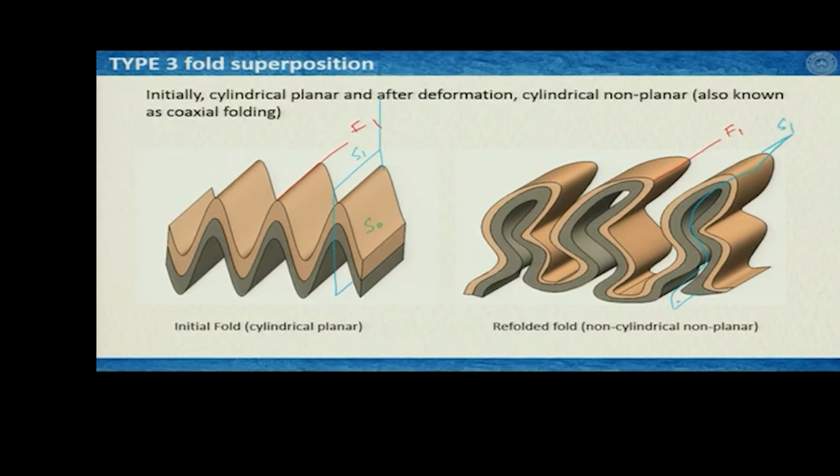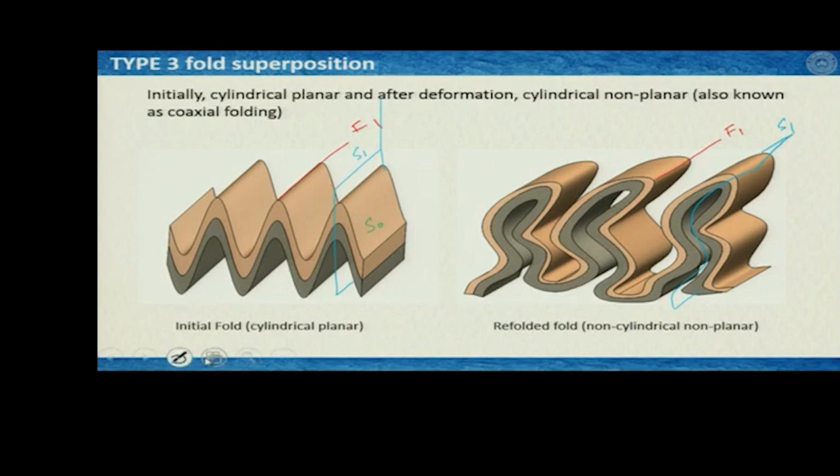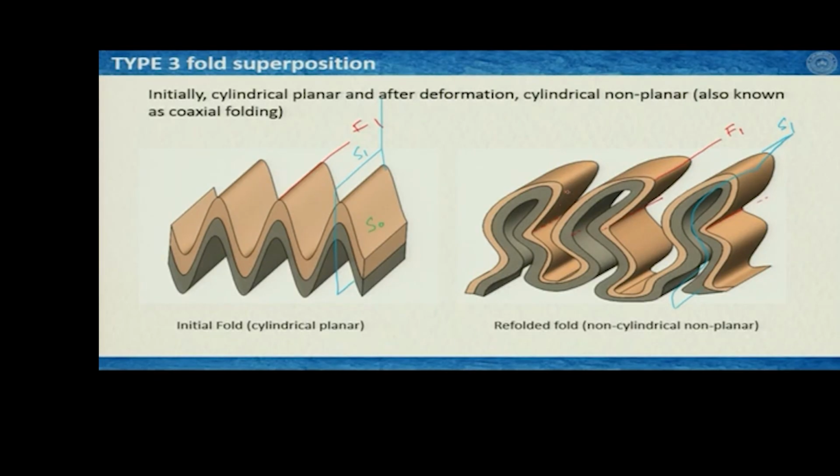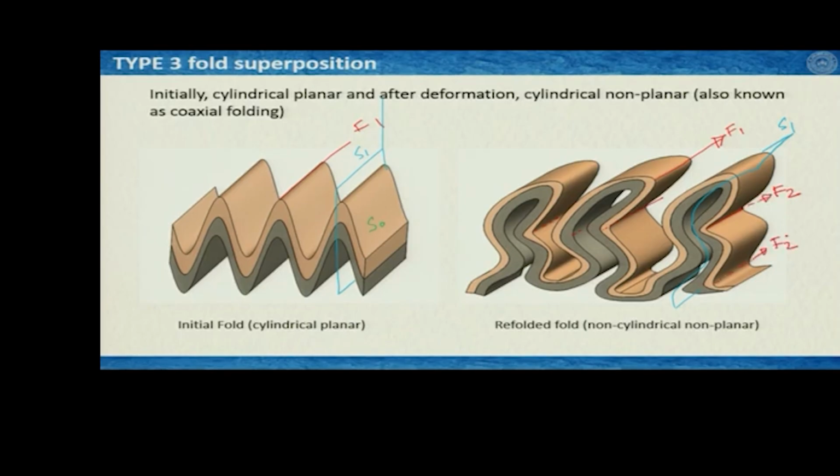Now who is curving the S1? Of course, it is happening due to the deformation. So where is the F2? F2 is sitting somewhere here. So all these secondary curvatures that you see here, here and so on, these are your F2. Now you clearly see the orientation of F1 and F2 are parallel to each other, and because they are parallel to each other, these are known as coaxial folding, where the fold axes are oriented very similarly.